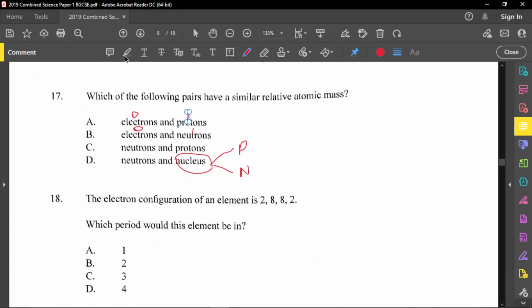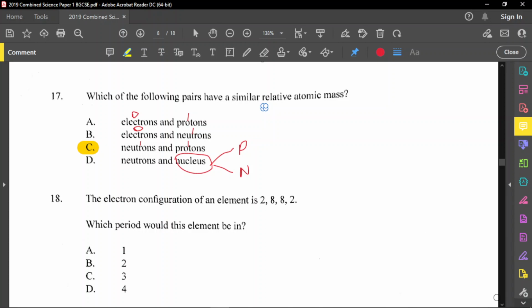So the only answer there for real has to be B, and it's B simply because in B, what do we have here? We have neutrons have masses of 1, and protons, they have a mass of 1 as well. So they have similar relative atomic masses.